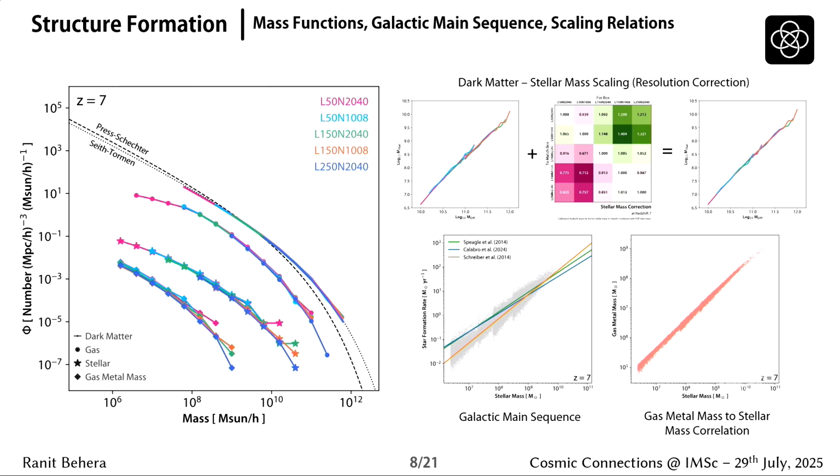One is the galactic main sequence, that is the correlation between stellar mass and star formation rate. And we see that one of the observations is going through all of our points. These edges you see are because of various boxes and cuts we have put here. There is also the gas metal mass to stellar mass correlation, which you see is a very well defined correlation present in the simulation, which will be relevant for my talk in some later slides.